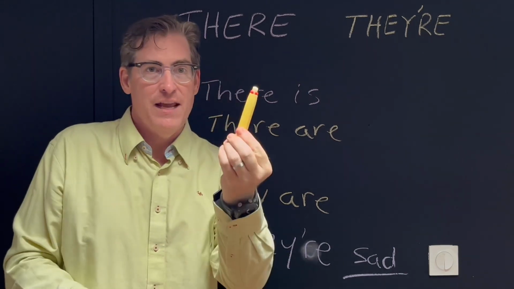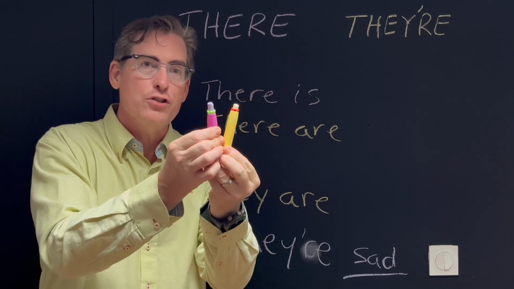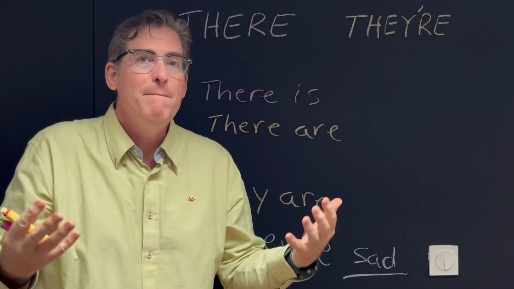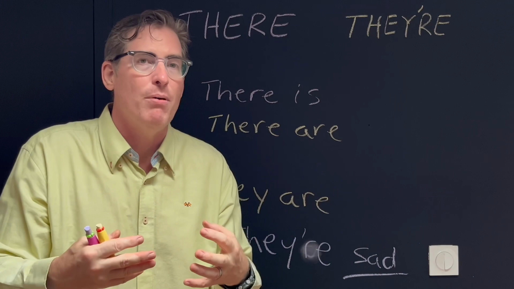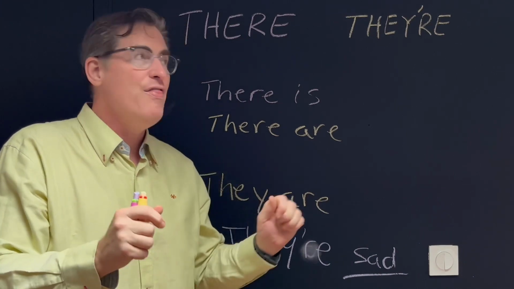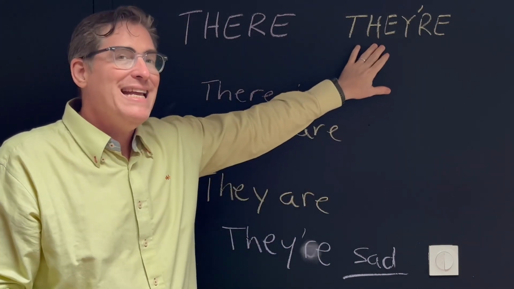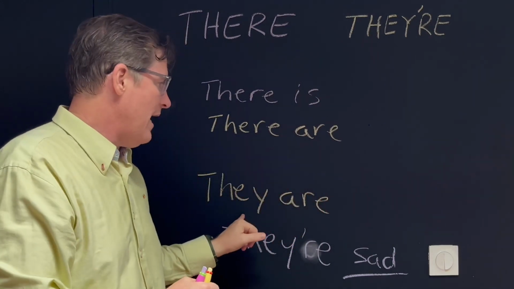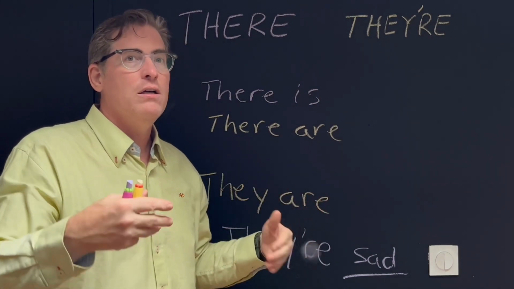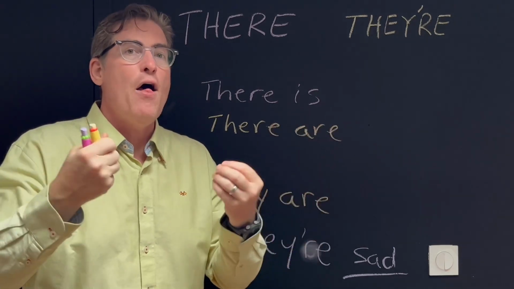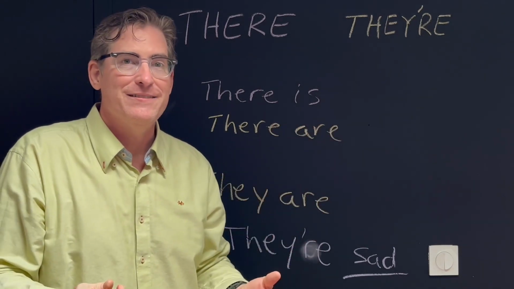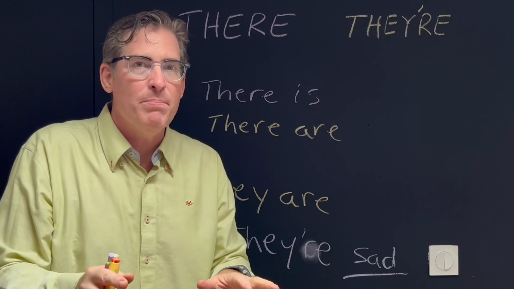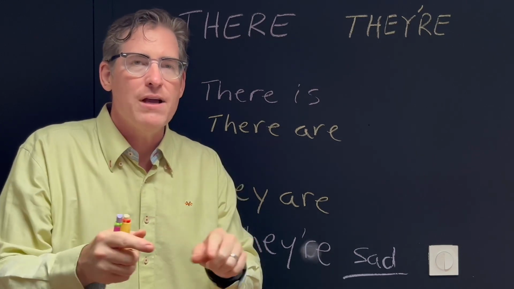So there, T-H-E-R-E, there is one, there are two, there are many people coming to my party today, but they're is a contraction of they and are. Okay? They are very nice. They're nice. Okay, that was a simple explanation, but I know you guys have it.